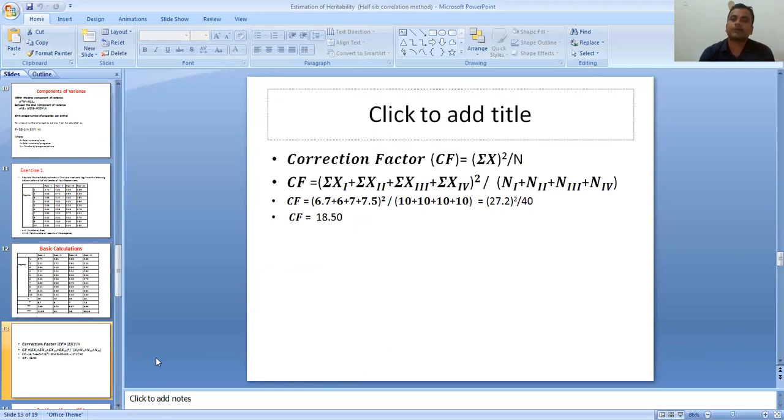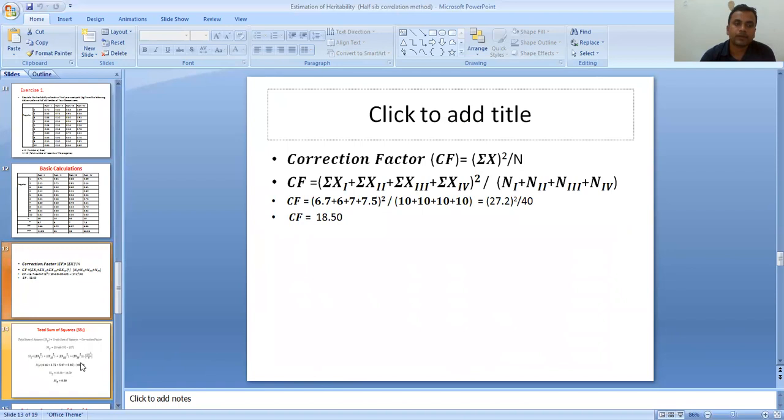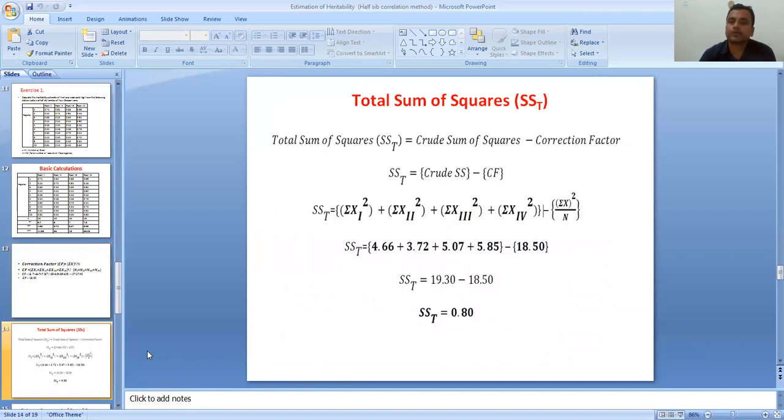Then coming towards the analysis of variance, first we find the correction factor from the values in these tables. We square the sum of all values and divide by the total number of observations. So we are getting the correction factor here, 18.15.